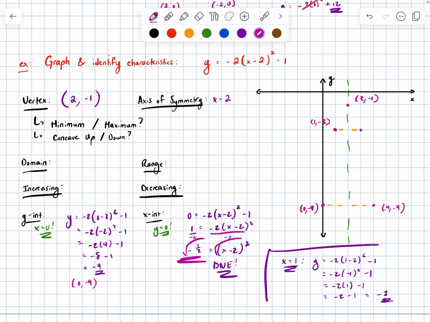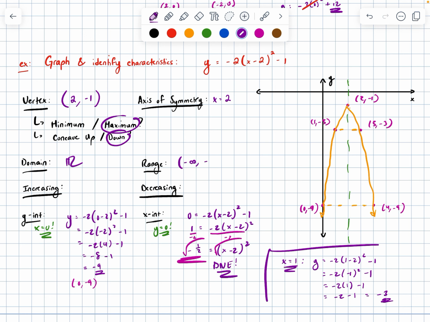By symmetry, I went 1 to the left. There should be a companion point right over here, 1 to the right, at 3, comma negative 3. Last move, draw the parabola to the best of our ability. And we're happy. Last but not least, let's identify our characteristics and get out of here. So my graph is concave down, which makes my vertex the maximum. My domain is always all real numbers.